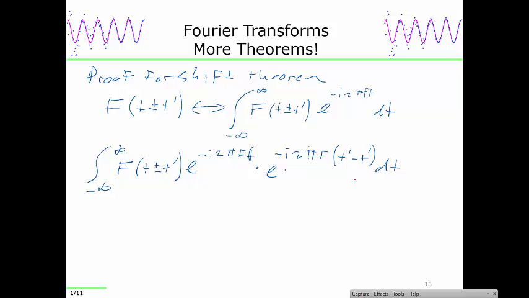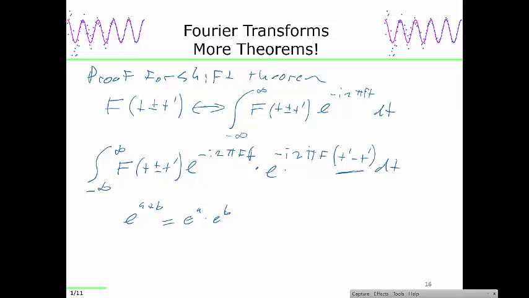I can rewrite, if I have a sum of the exponents, I can write that as e to the a plus b equals e to the a times e to the b, right? So I can break this term right here up into 2 exponents. So now I have 3 exponentials.